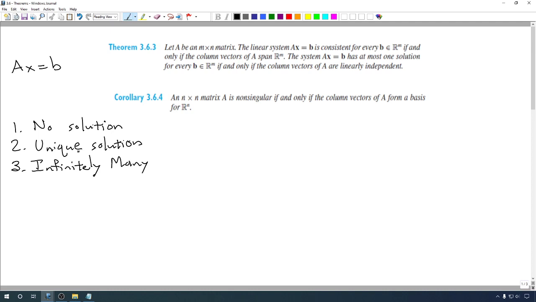The second part says that if Ax = b has at most one solution for every b in Rn, again, we're talking about covering every single b, it has at most one solution for every b if and only if the column vectors of A are linearly independent. Rephrasing this, if the column vectors of A actually are a basis for the column space, so we don't have to get rid of any vectors like we did in some of our examples, then we always must be in possibilities 1 and 2. We cannot have infinitely many solutions.